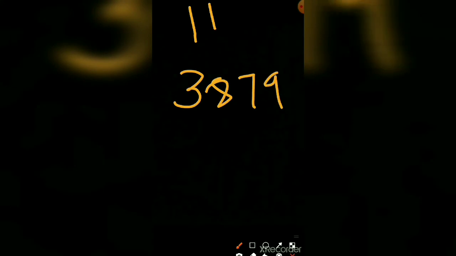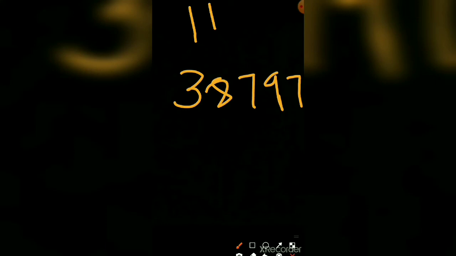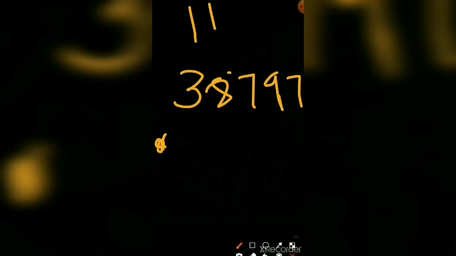Okay. Next, 11. Now for 11, let's take an example. Okay. So 3, 8, 7, 9, 7. What the criteria of 11 states is that from the left side, leaving a number in between, we have to do the sums, and then we take the difference. If it is 0 or 11, then the number will also be divisible by 11.